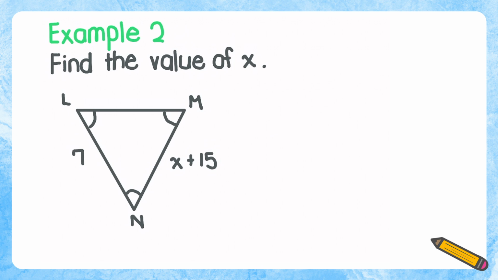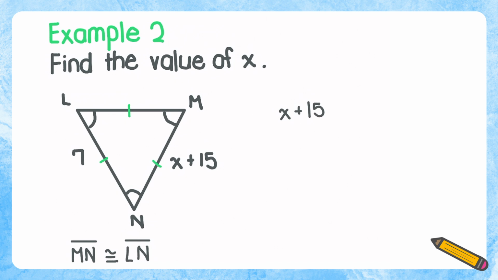For example 2, we are asked to find the value of x. So in this problem, we're simply solving for x. Notice that we have an equiangular triangle because the three angles are marked as congruent. That means the triangle is also equilateral. So I know that the side MN is congruent to the side LN. That means I can set the two side lengths equal to each other.